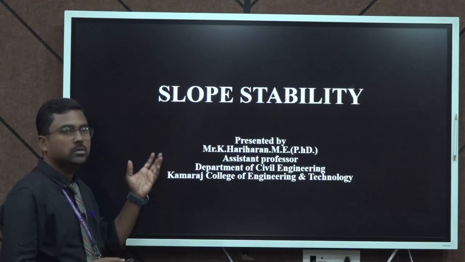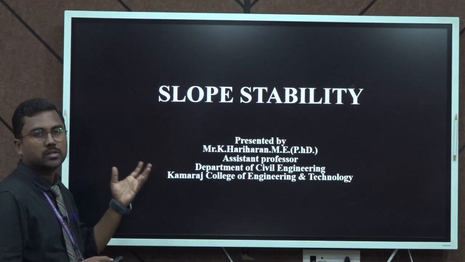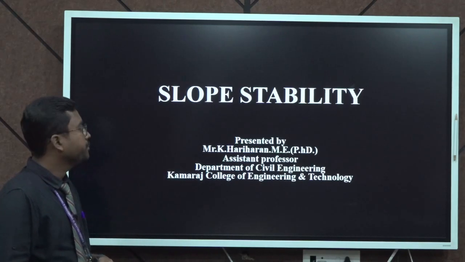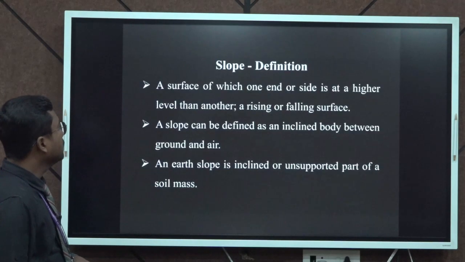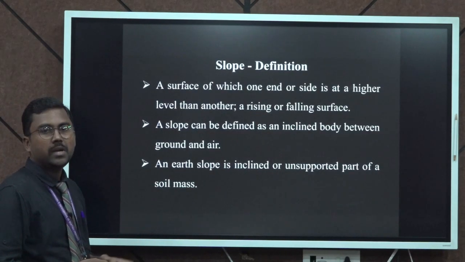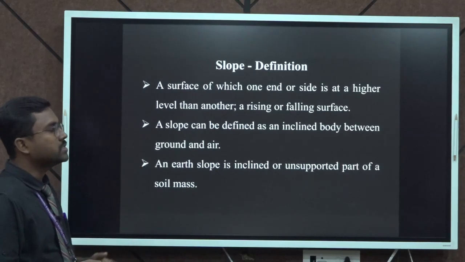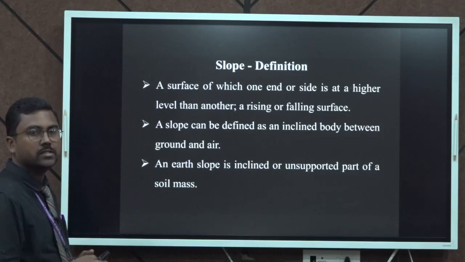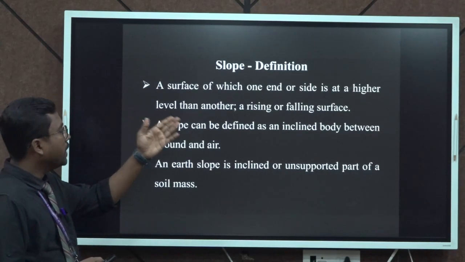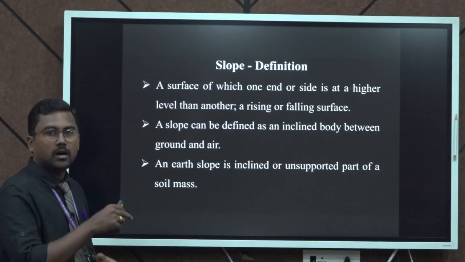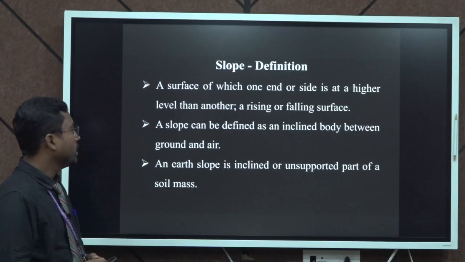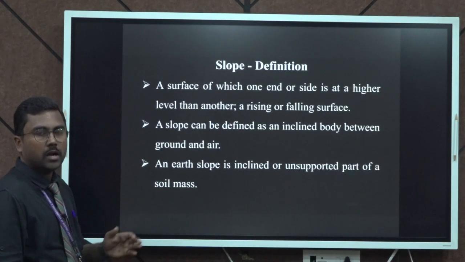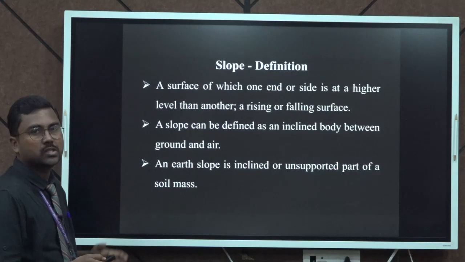Now, we are going to briefly discuss the introduction about what is slope stability, and we are going to discuss what are the methods of analyzing slope stability. Now, this is the slope definition. Simply, a slope is a surface which has one end on the ground and the other end in the air. It is an inclined surface, with one end at a higher level and the other end on a rising or falling surface. A slope can be simply defined as an inclined body between the ground and the air.